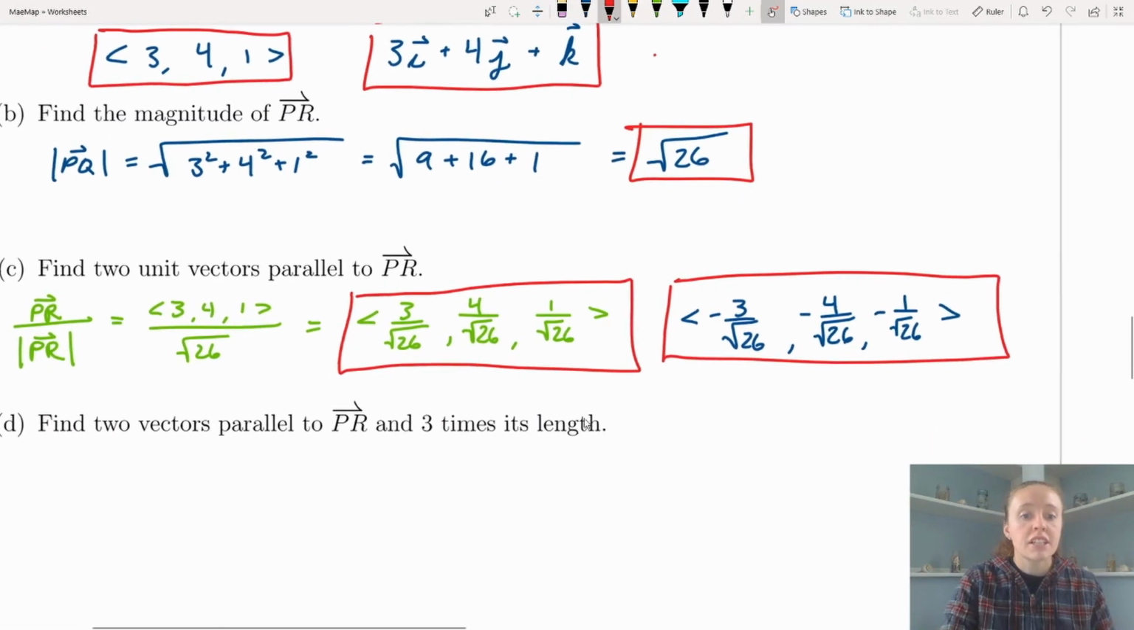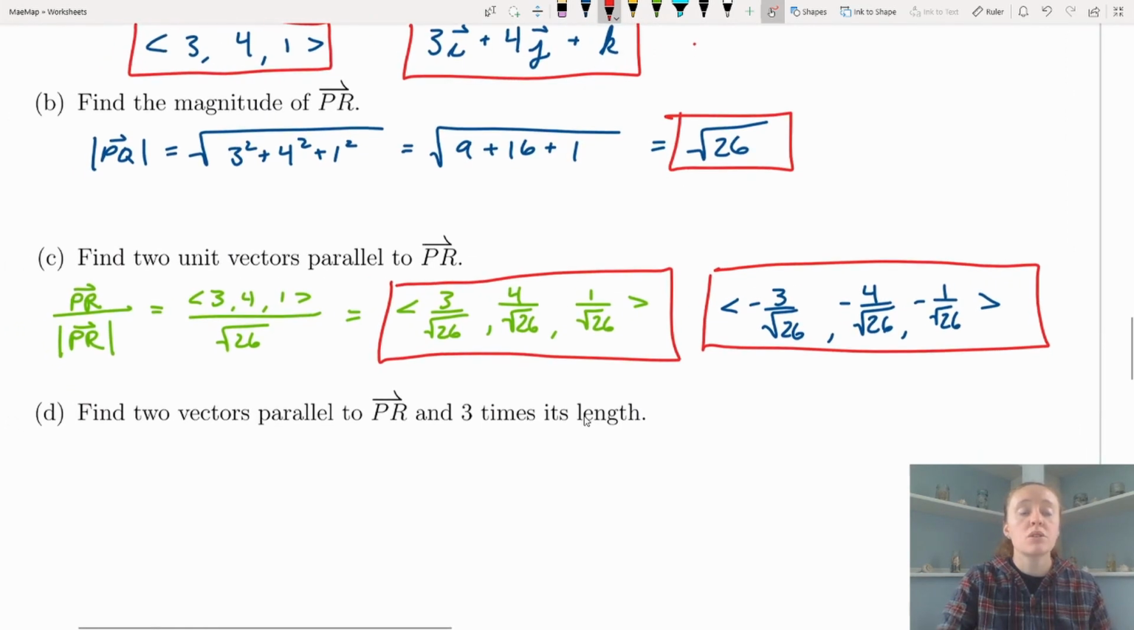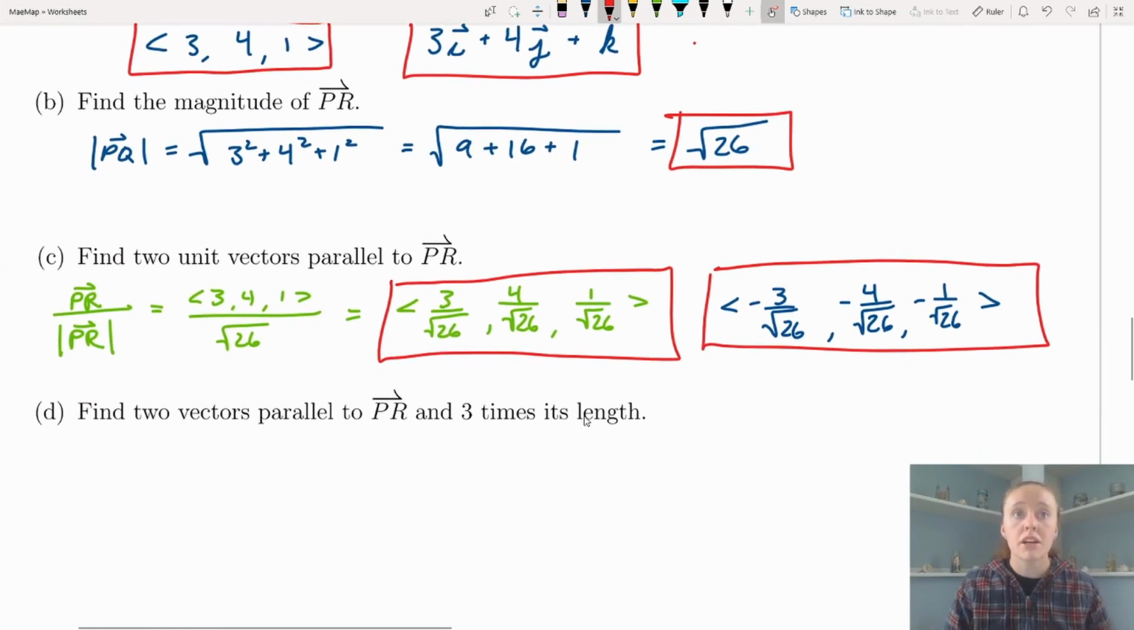And lastly, for this example in part D, it says to find 2 vectors parallel to PR. So again, without even reading the rest of the question, we know that we're going to be multiplying vector PR by some scalar because it's parallel to it. And we want those 2 vectors to be 3 times the length. So think about it. We've already created a unit vector that has a length of 1. All we need to do is multiply that vector by 3 to get a vector parallel to PR with a length of 3.